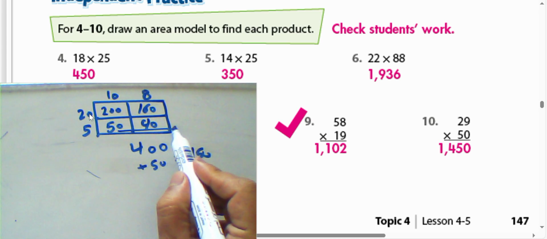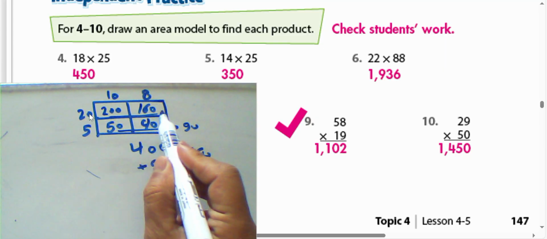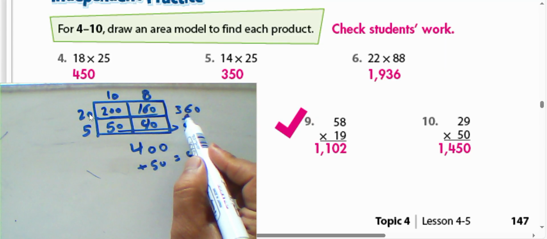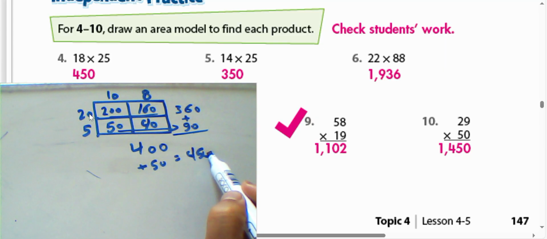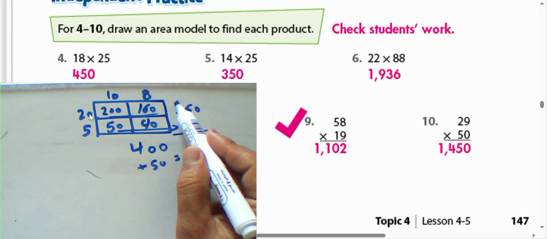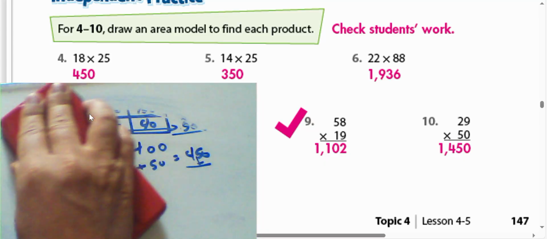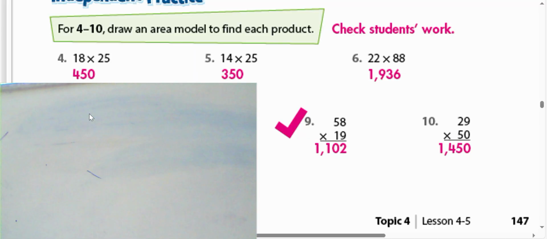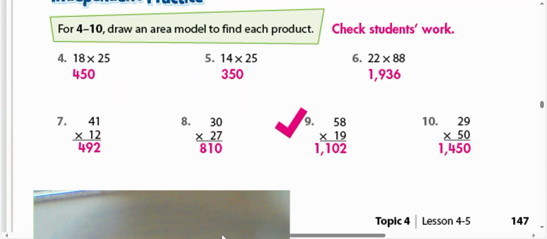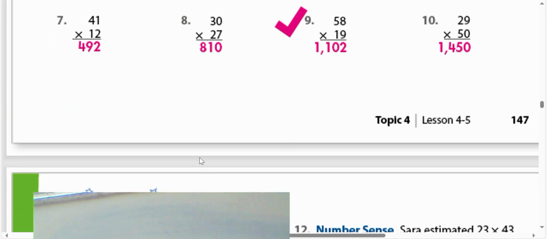Or you can add together here, it will be 90. And 360. And then add together. Write 0. And 60 plus 90, 150. 5 and carry 1. 3 plus 1, 4. 450. 41 times 12.